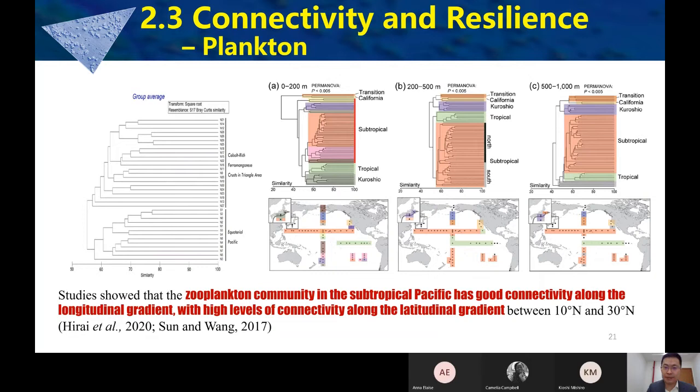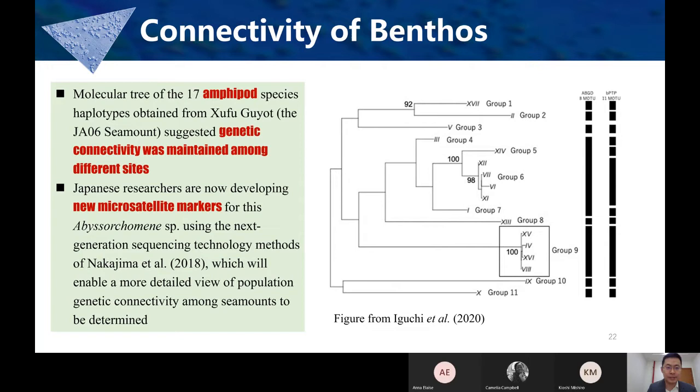A study shows that the zooplankton community in the subtropical Pacific has good connectivity along the longitudinal and latitudinal gradient. Japanese scientists analyzed amphipods in one seamount, suggesting the genetic connectivity was maintained along different sites in this seamount. But now the Japanese scientists are developing new molecular markers for this study.